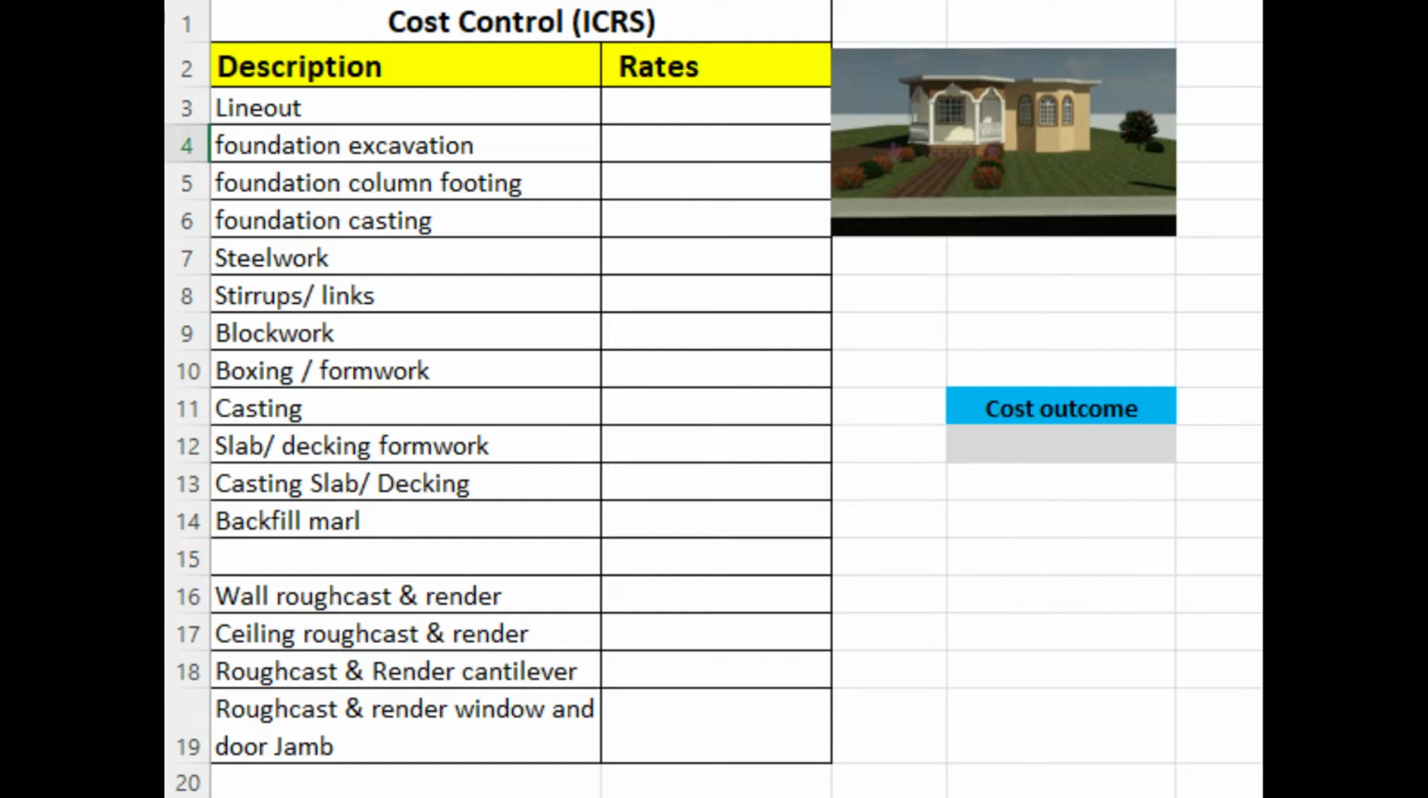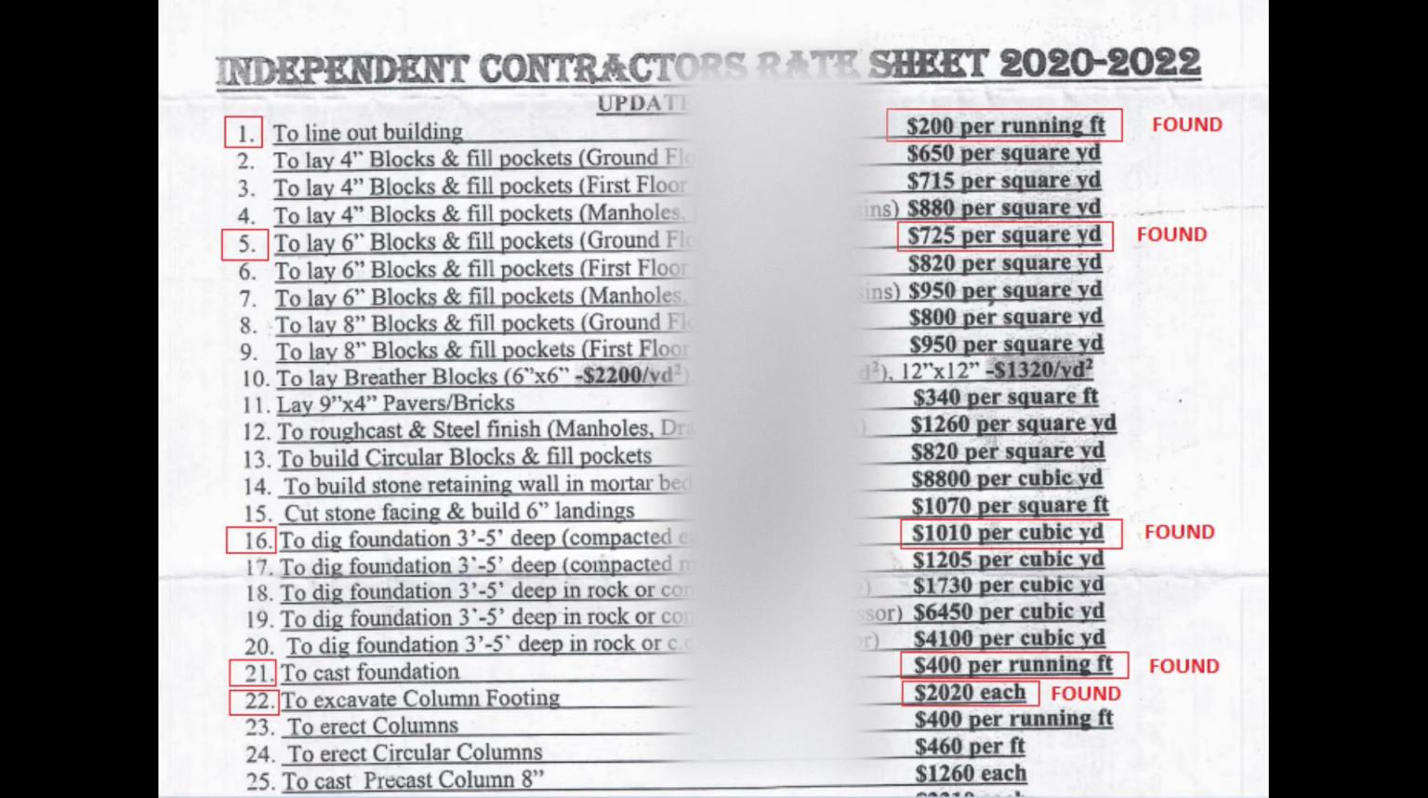One of the things to note before we start the swapping out is that the rates on the independent contractors rate sheet use a different unit from the ones that we used before. So we are going to essentially have to do some conversions. But what we'll be doing first, we'll be swapping out the rates, and then we move to the conversions, and I'll point out the different conversions that I have to do. The first item that we'll be swapping out is line out.